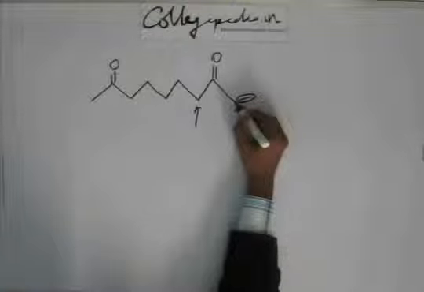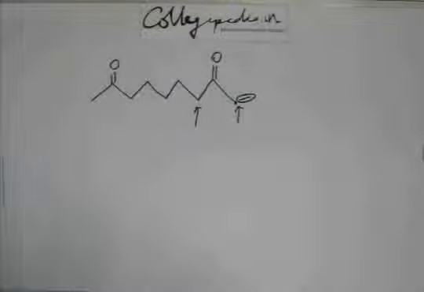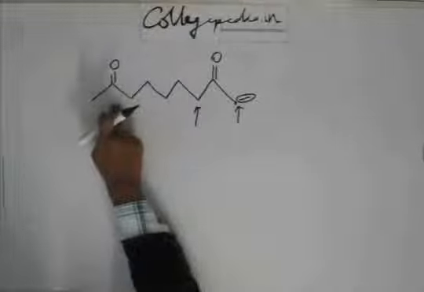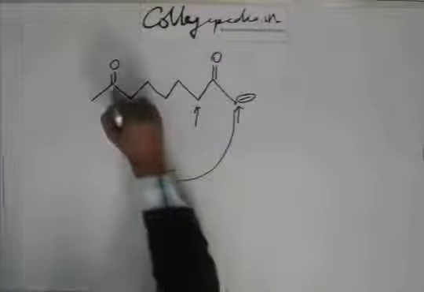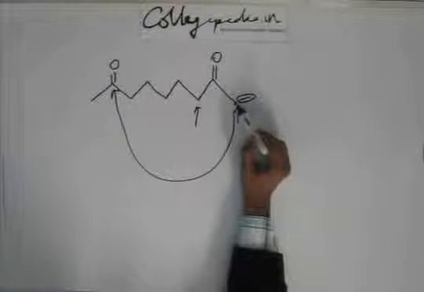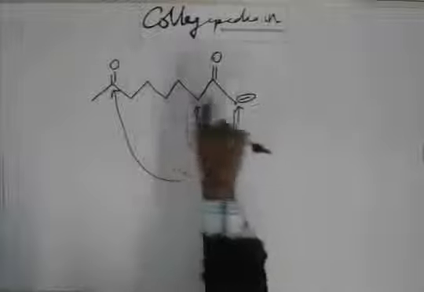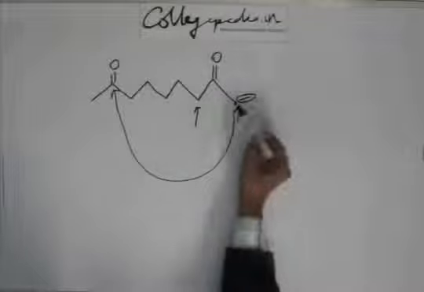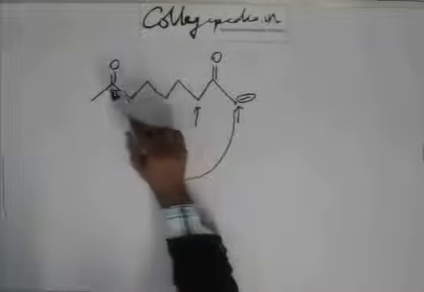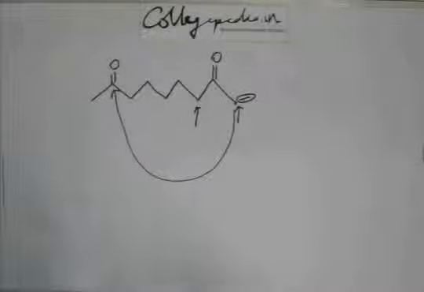If the base abstracts hydrogen from this carbon, it generates a negative charge. Now this negative charge on the carbon is going to attack the other carbonyl group. This carbon is going to form a bond with that carbon, so the open chain is going to close and a ring formation will occur. The number of members in the ring would be 1, 2, 3, 4, 5, 6, 7, 8. An 8-member ring is not a stable ring, and it generally will not form if you have other options available.